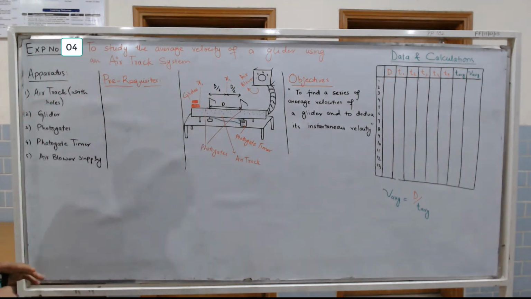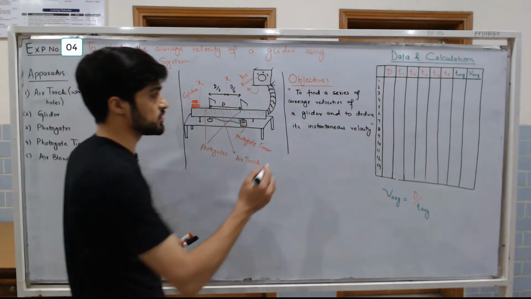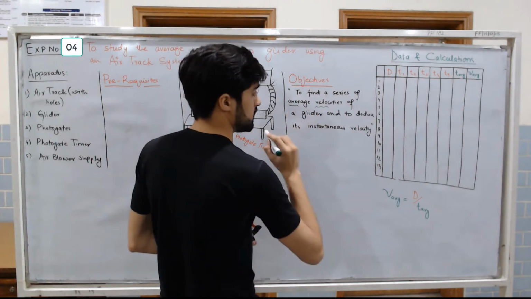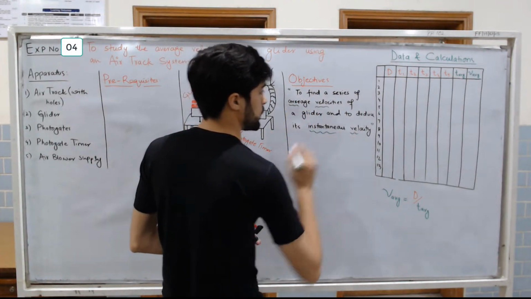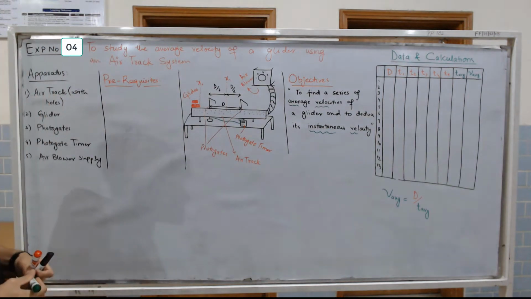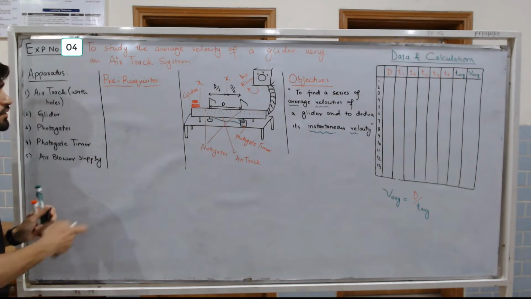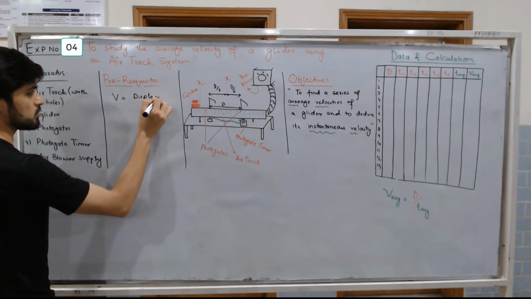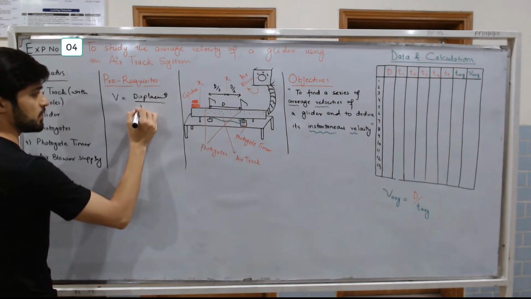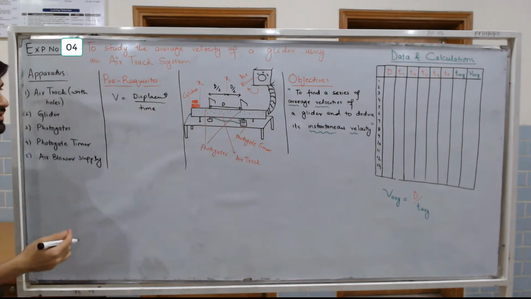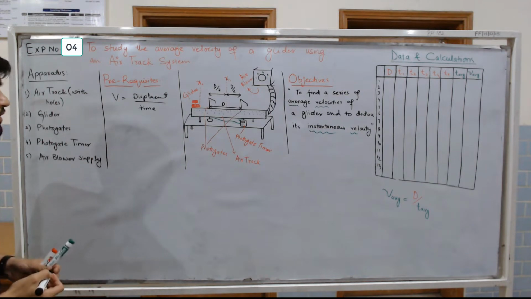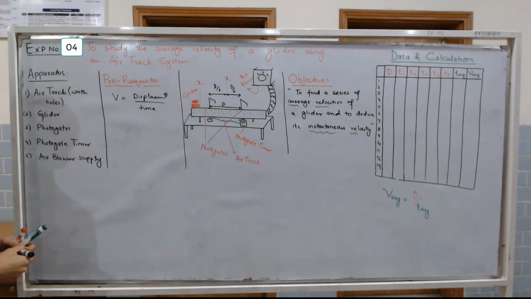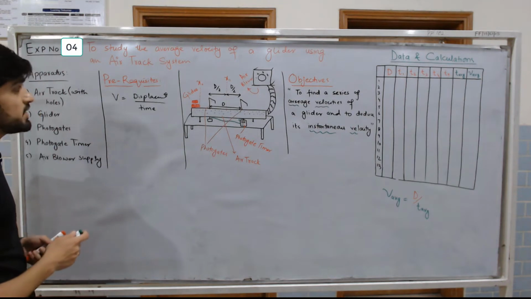So let's discuss some prerequisites first. There are two terms. The first one is the average velocity, and the second term is the instantaneous velocity. You should be clear about these terminologies. So what is average velocity? Simply, we know that velocity is equal to displacement per unit time. This is velocity and it's measured in meters per second, or you can use any other system.